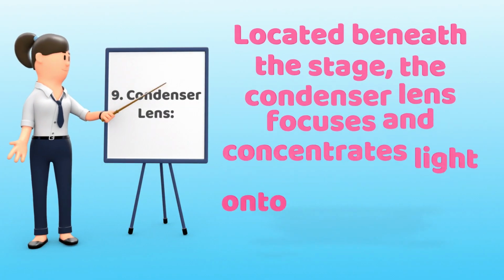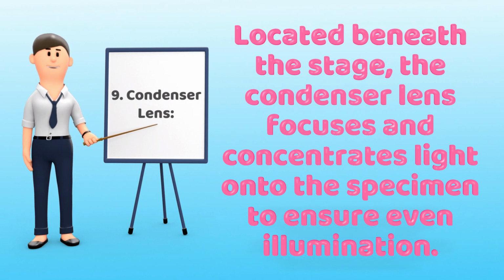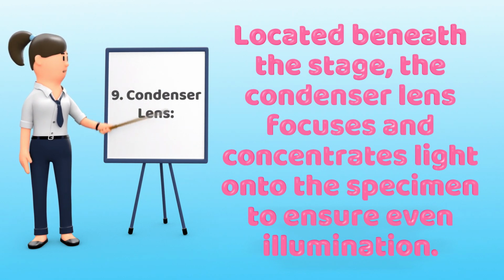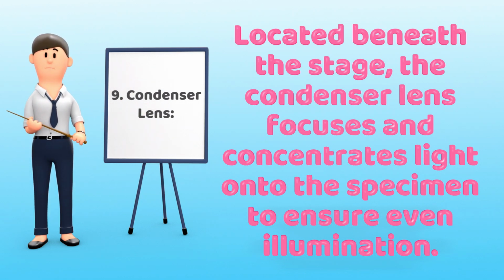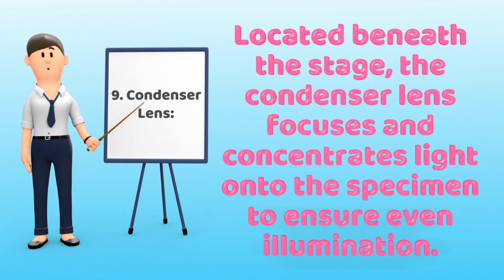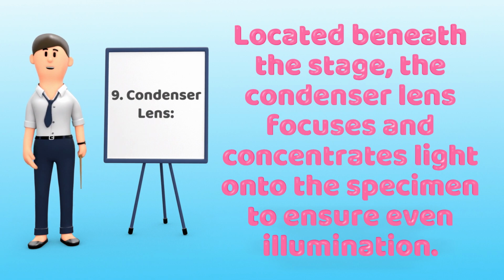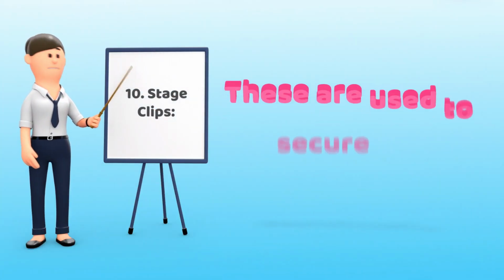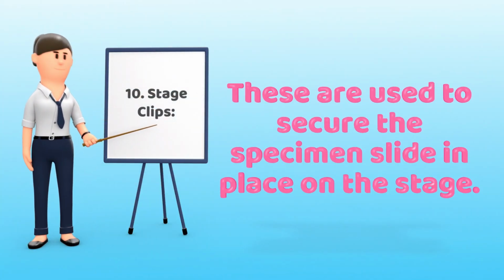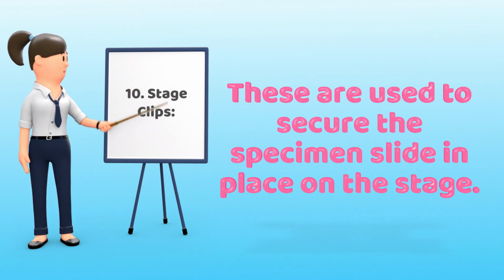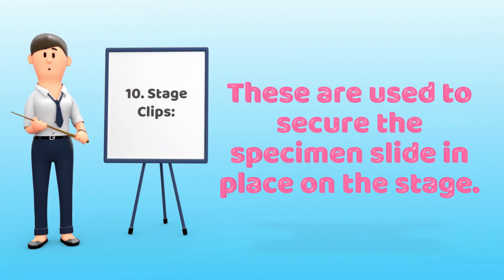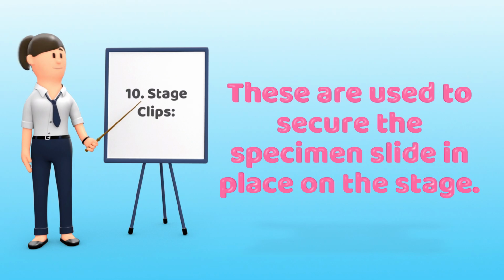Again, here we have the condenser lens. The condenser lens is located beneath the stage. The condenser lens focuses and concentrates light onto the specimen to ensure even illumination. Again, we have the stage clips. These are used to secure the specimen slide in place on the stage.